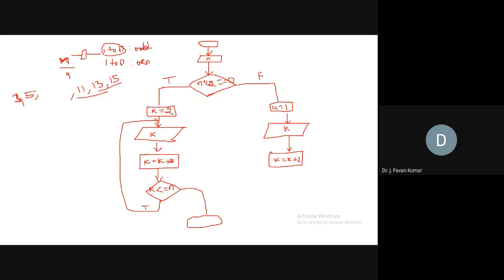Similarly, here also we have to check the condition: if the k value is less than or equal to n, then only we repeat. So this should be indicated in a diamond. If it is true, then we go back and display here. If it is false, then end.